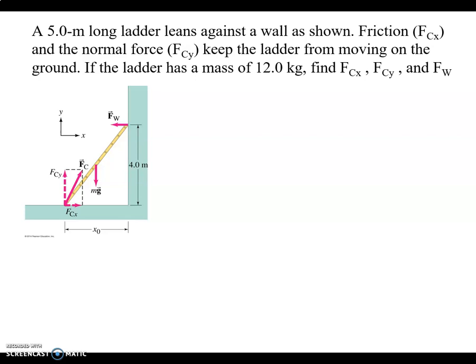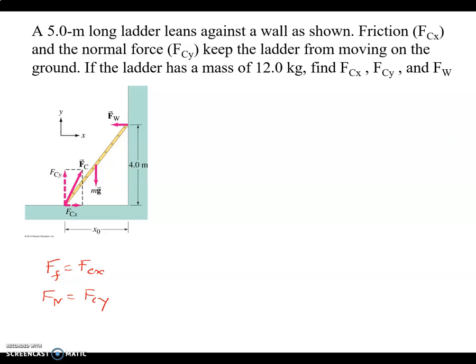We're going to indicate friction as Fcx and the normal force as Fcy. This Fc here would be the total force of the ladder on the cement ground. So that's why it's Fc. X would be the x component, which is friction. Y is the y component, which is the normal force. There you go.